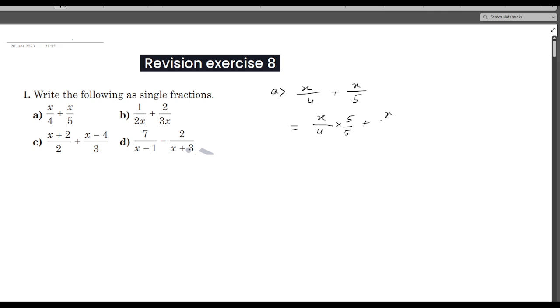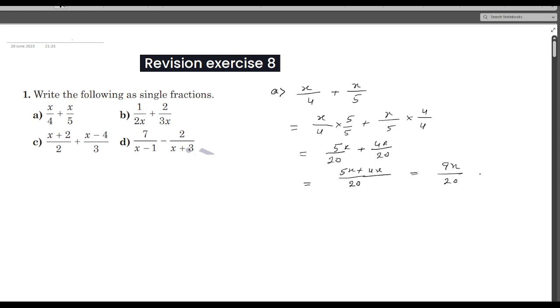And here x divided by 5, if I multiply and divide by 4, the denominator becomes 20. So here it is 5x divided by 20, and here 4x divided by 20. Now, if your denominator is the same, then you can simply add your numerators. So 5x plus 4x whole divided by 20. That is 9x divided by 20.